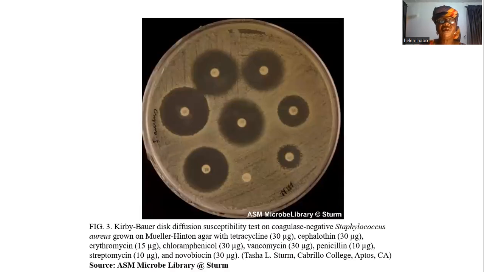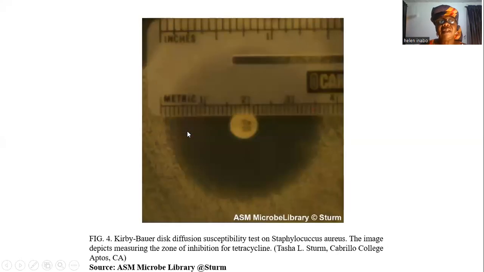Here is a figure showing the Mueller Hinton agar plate with the discs and the zones of inhibition. And this is usually measured. The zone of inhibition is measured using a metric rule or ruler across the zone of inhibition.